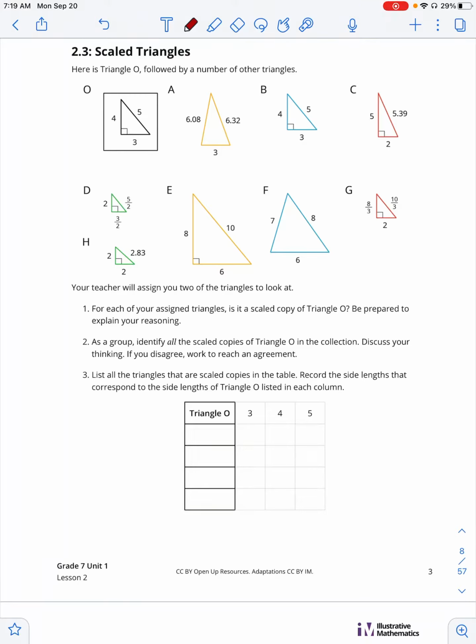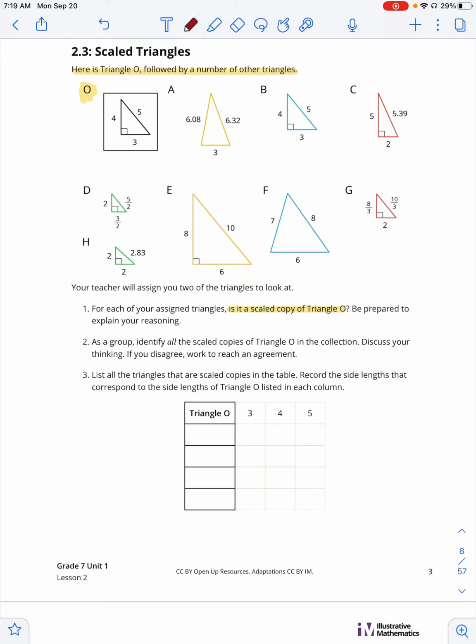That is 2.3, scaled triangles. It says, here is triangle O, followed by a number of other triangles. You can see triangle O right here. The triangles to look at. Is it a copy of triangle O? And be prepared to explain your reasoning.